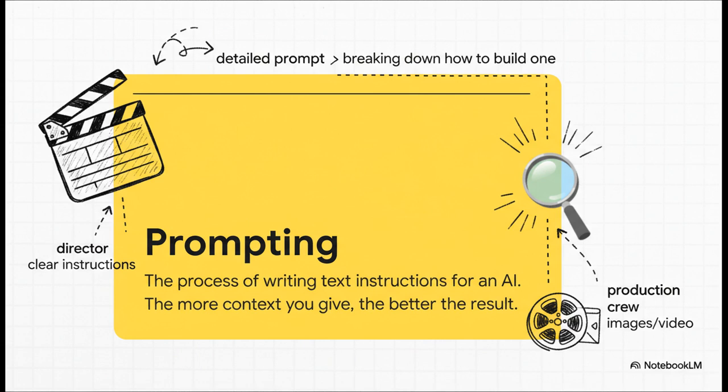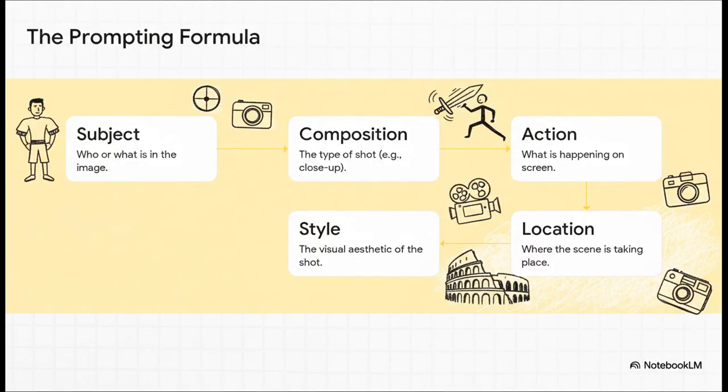Let's break down exactly how you build a great one. Luckily, the source gives us this awesome, easy-to-remember formula. You start with your subject, let's say a man. Then you add the composition, like a medium shot. Give him an action, maybe he's holding a sword. Put him in a location, like the Colosseum in Rome. And finally, you add the style, the whole vibe, like shot on a Kodak disposable camera. See how you build it up, layer by layer?